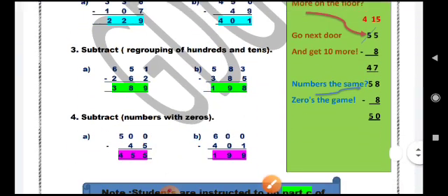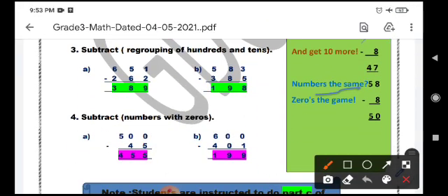Moving to question 3. Subtract regrouping of hundreds and tens. Now we are having 3-digit numbers and we are having regrouping of hundreds and tens as well. In the above question, we did regrouping of ones. Now see what to do. In this question, 2 is greater than 1. Subtrahend is the larger number. So we are having less on the top and more on the floor. We are going to go next door. So what is next door?